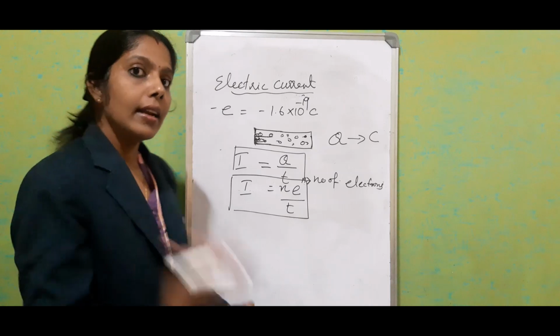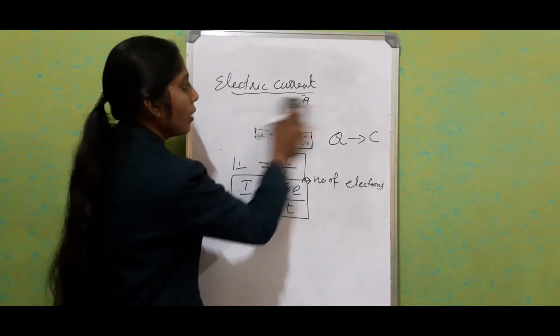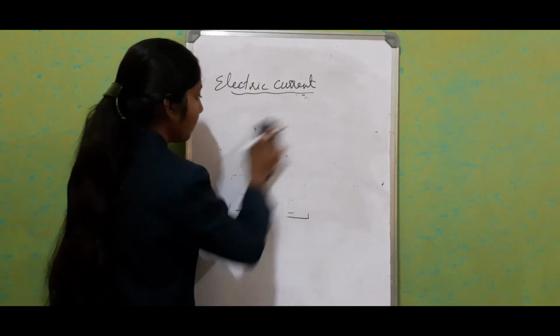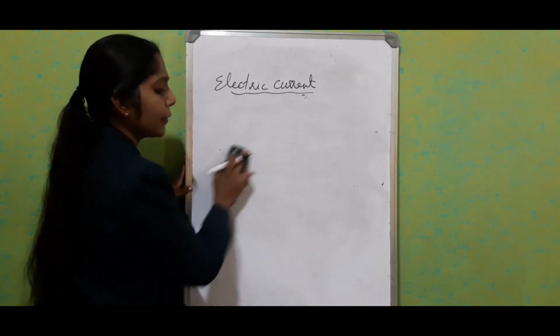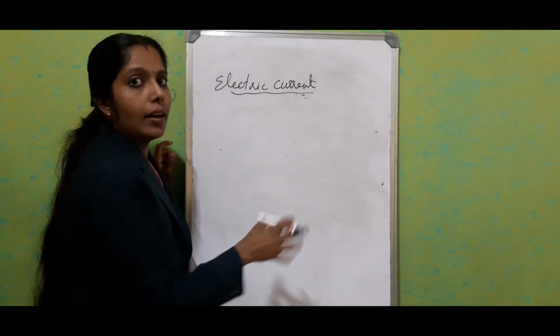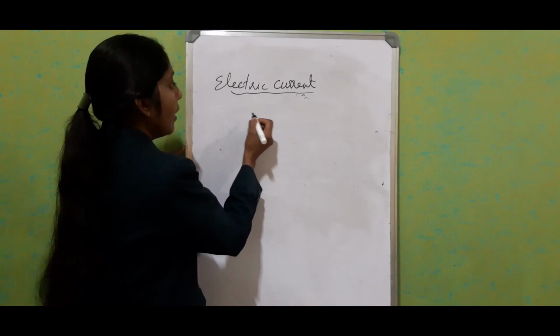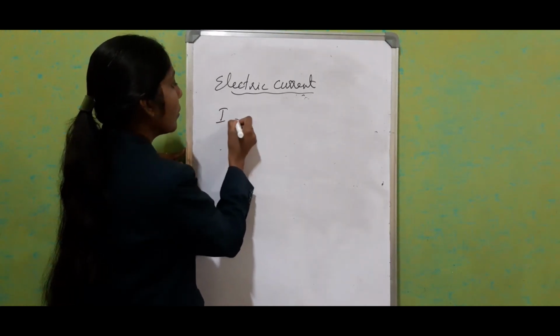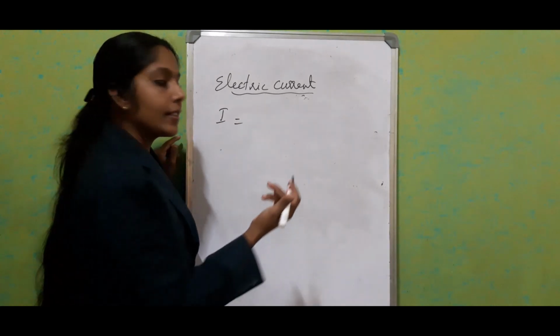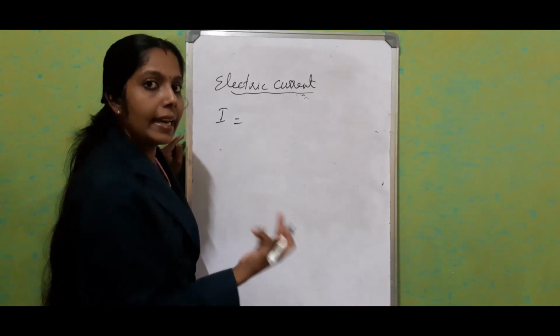Now how can we calculate in the case of an electrolyte? For an electrolyte also we consider N as the number of charge carriers. There are positive ions and negative ions.